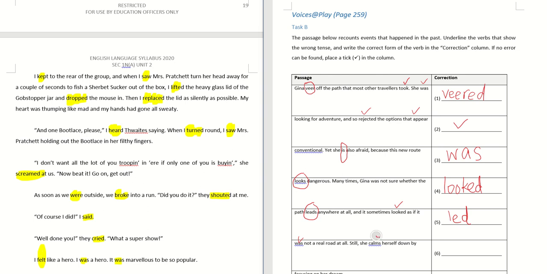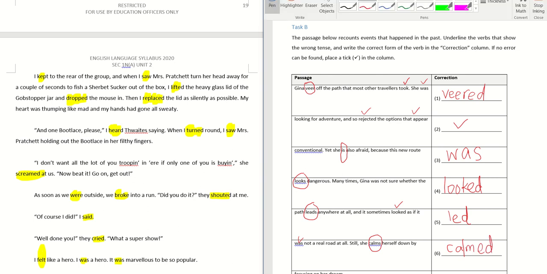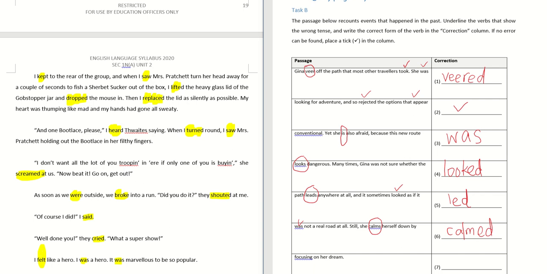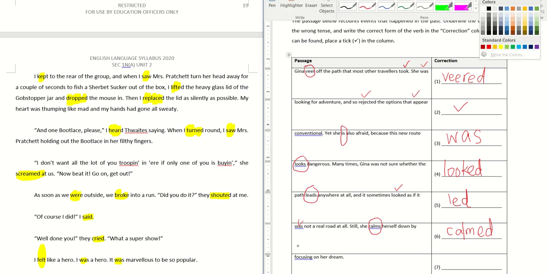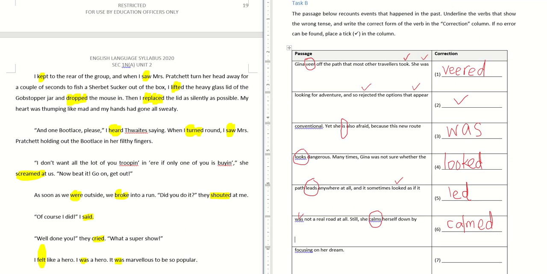Okay? And it sometimes looked as if it was not a real route at all. Still, she comes. So that should be in the simple past tense. Come. Sorry, that didn't. Came. Okay, and moving up, down by focusing on her dream. So focusing is correct. Okay, because of the word by, so it tells you the way that she is treating her dream, she's focusing on it.